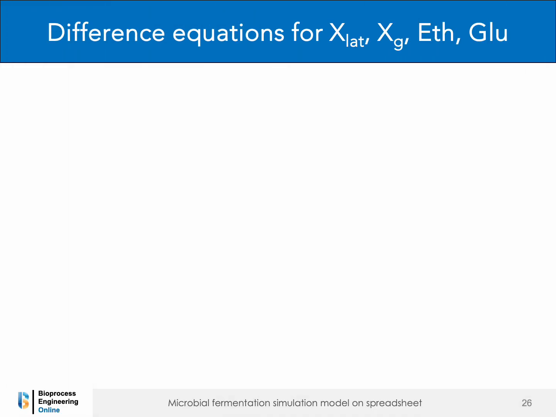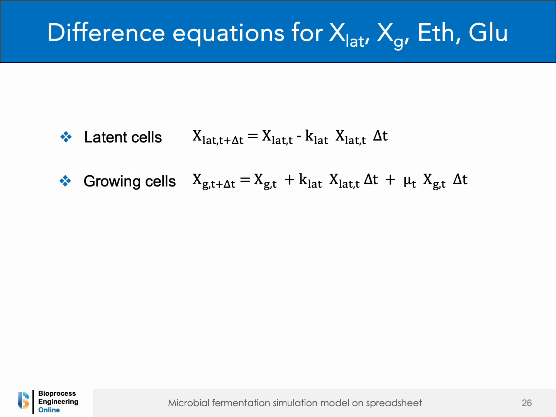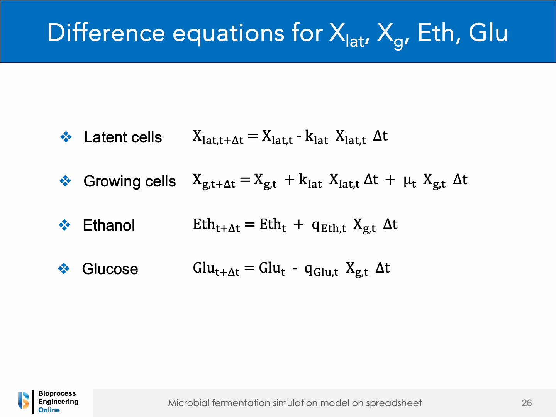The differential equations previously established for the yeast growth fermentation are numerically integrated using the following incremental relations. For the latent yeast cells, xlat at t plus delta t equals xlat at t minus klat xlat at t delta t. For the growing yeast cells, xg at t plus delta t equals xg at t plus klat xlat at t delta t plus mu(t) xg at t delta t. For ethanol, eth at t plus delta t equals eth at t plus qeth(t) xg at t delta t. And for glucose, glu at t plus delta t equals glu at t minus qglu(t) xg at t delta t.